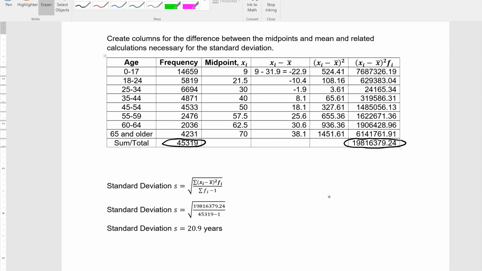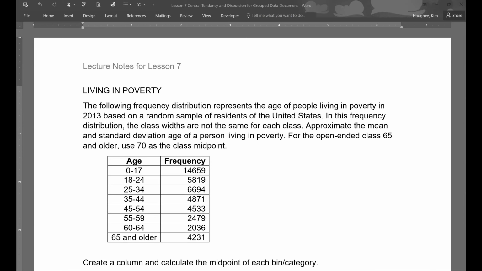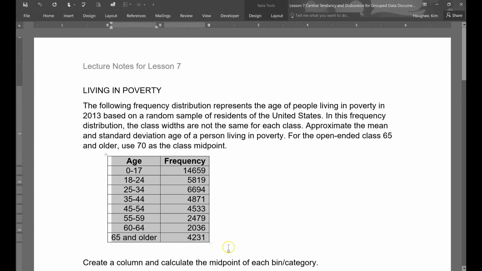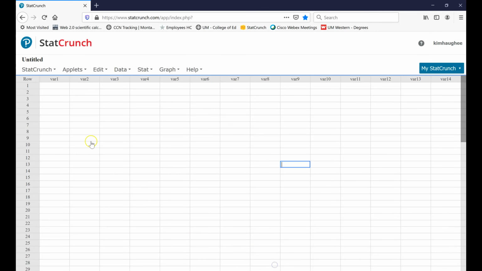Calculating the mean and standard deviations of binned data is very time-consuming. I recommend using StatCrunch or a similar program to facilitate finding the mean and standard deviation with technology. I'm going to use StatCrunch. First, I'm going to select my data. I just use Control-C as I have a Windows system. Since my data had a header, I'm going to click up in the header where it says var1 and paste this.